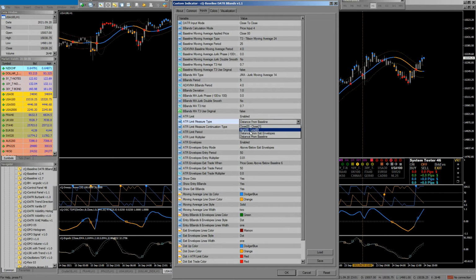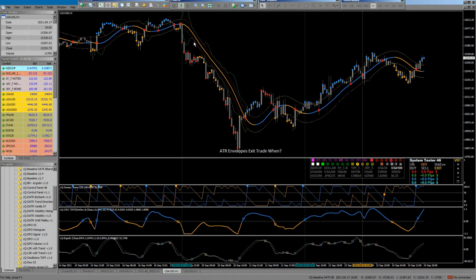And then obviously if the high and the low of the candle is above, say, 2 times the ATR, then it will generate a dot. And then there's the distance from the exit envelopes, which the red here is the exit envelopes, and it's going to measure these dots. For example, this is obviously over 2 times the ATR, so it'll generate a red dot.